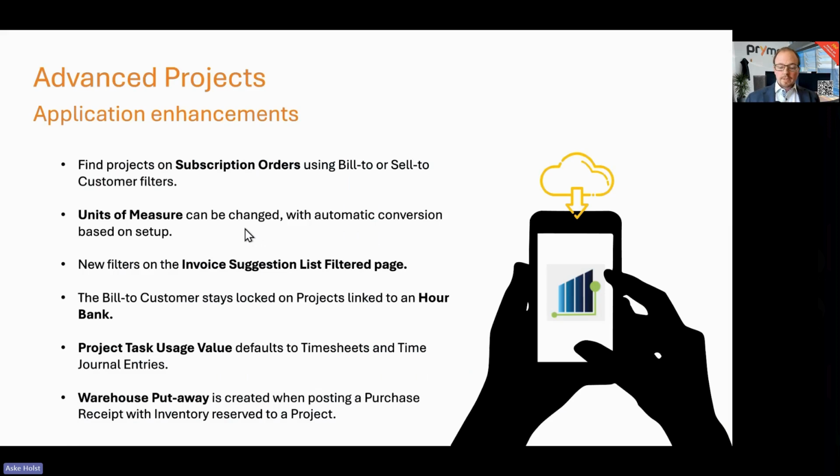Some small changes at the end. Project task usage. So that is the capability to say high value or low value on entries. And that is as a substitute for chargeability of entries. That now defaults when you create direct journal entries. So small change.